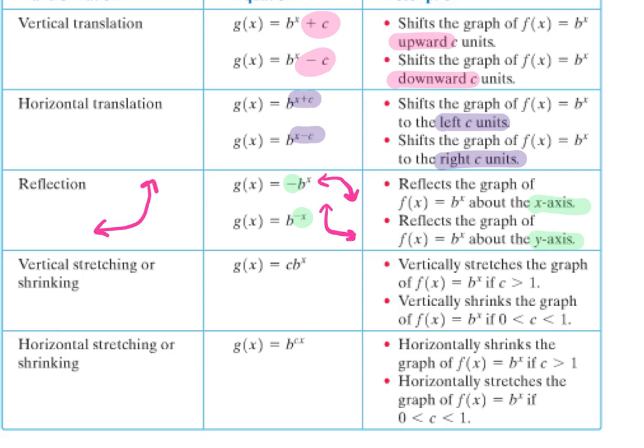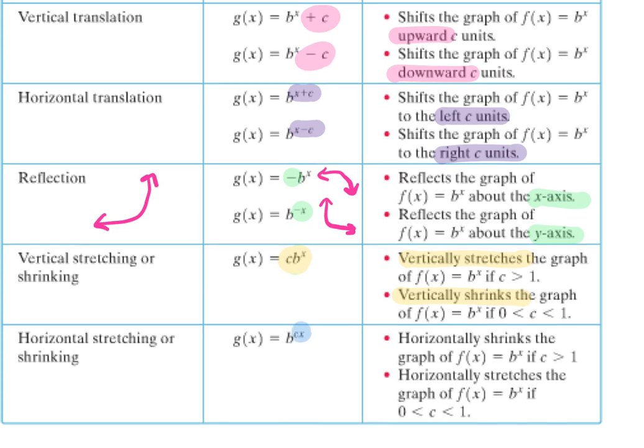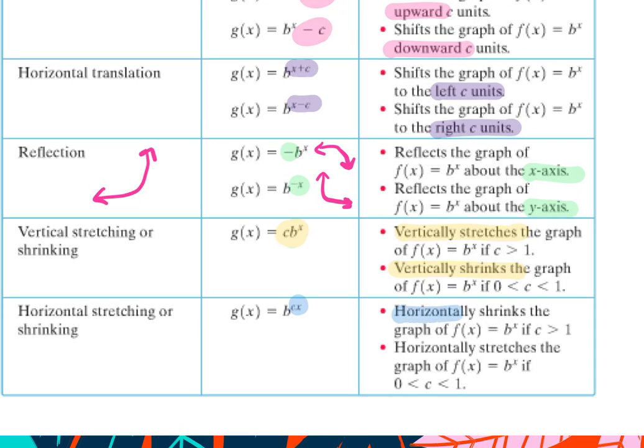Then you've got your vertical stretch and your shrink. If you are multiplying something on the front of your term, then it's a vertical stretch if it's bigger than 1, and it's a vertical shrink if it is between 0 and 1. And last but not least, if the exponent has your stretch or shrink, if that is bigger than 1, it's called a horizontal shrink, but it makes it more narrow, just like a vertical stretch. And if it's between 0 and 1, it's called a horizontal stretch, but it makes it more wide, just like a vertical shrink.